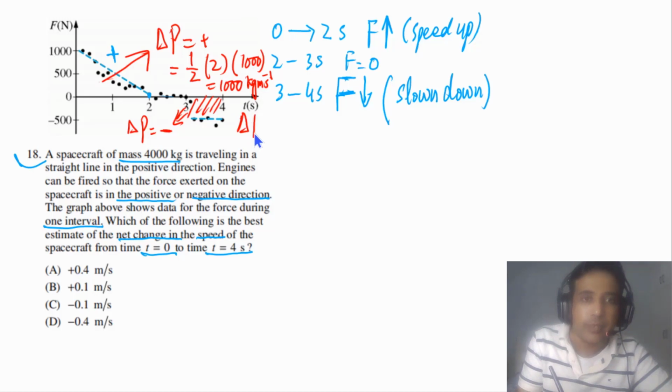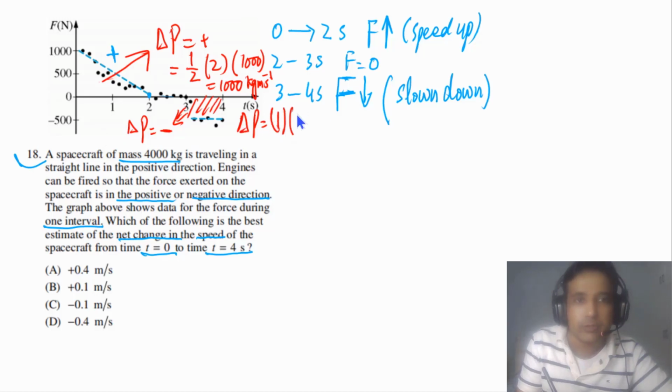This change in momentum will be equal to area of rectangle. So we have time, that is equal to 1 second, and we have force, that is about 500. So this is negative. So in this case we will get negative 500 Newton second.